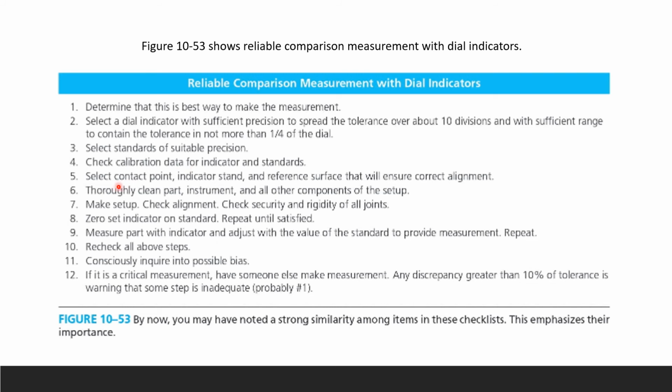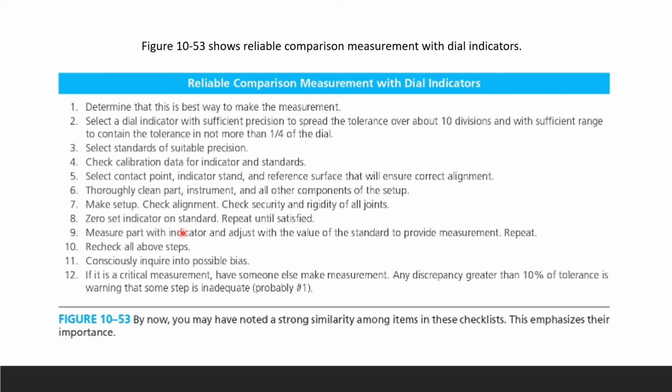Calibration matters. Select the contact point, indicator stand, and the reference surface that will ensure correct alignment. Alignment always gives you a lot of errors, so make sure everything is aligned when you measure using these dial indicators. Thoroughly clean the part, instruments, and all other components of the setup. Cleaning is so important, so make sure you do the housekeeping. Make a setup check: alignment check, security, and rigidity of all points.